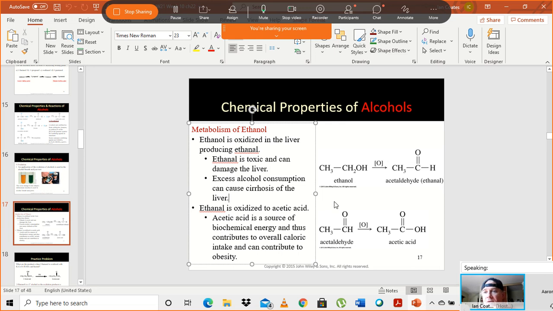And now your body's got to get rid of it, right? So ethanol is oxidized to acetic acid. A primary alcohol is oxidized to ethanal, and further oxidized into a carboxylic acid.